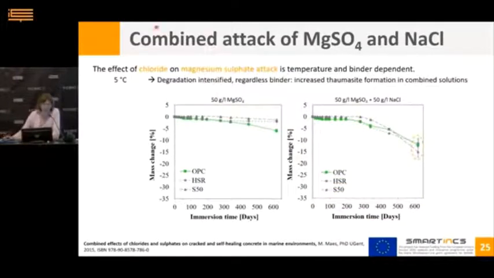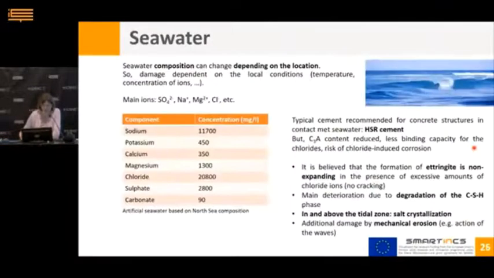And at 5 degrees, so tests were also done at 5 degrees, there we could see that the degradation for all of the mixes is intensified, so they are just all going lower. A larger mass change was detected, and this was found to be due to the increased thaumasite formation in the combined solutions. So of course this is laboratory work where we just combine two chemicals, let's say the sodium sulfate with a sodium chloride or the magnesium sulfate with a sodium chloride.